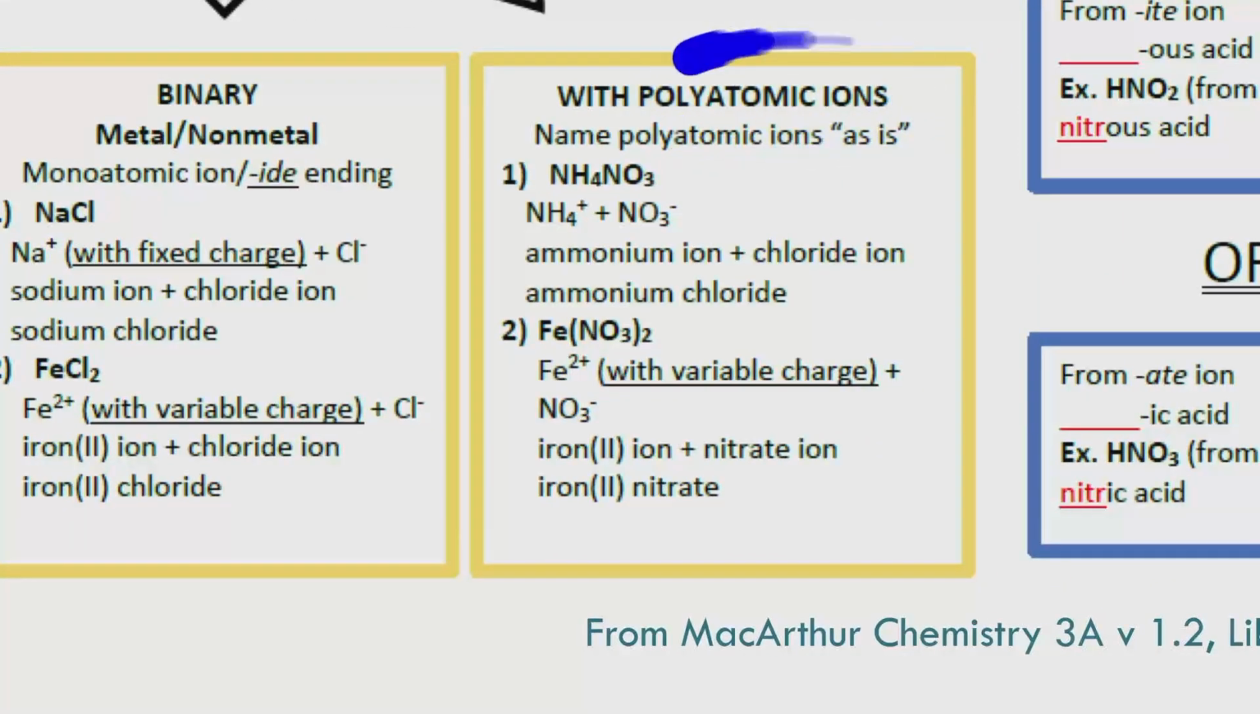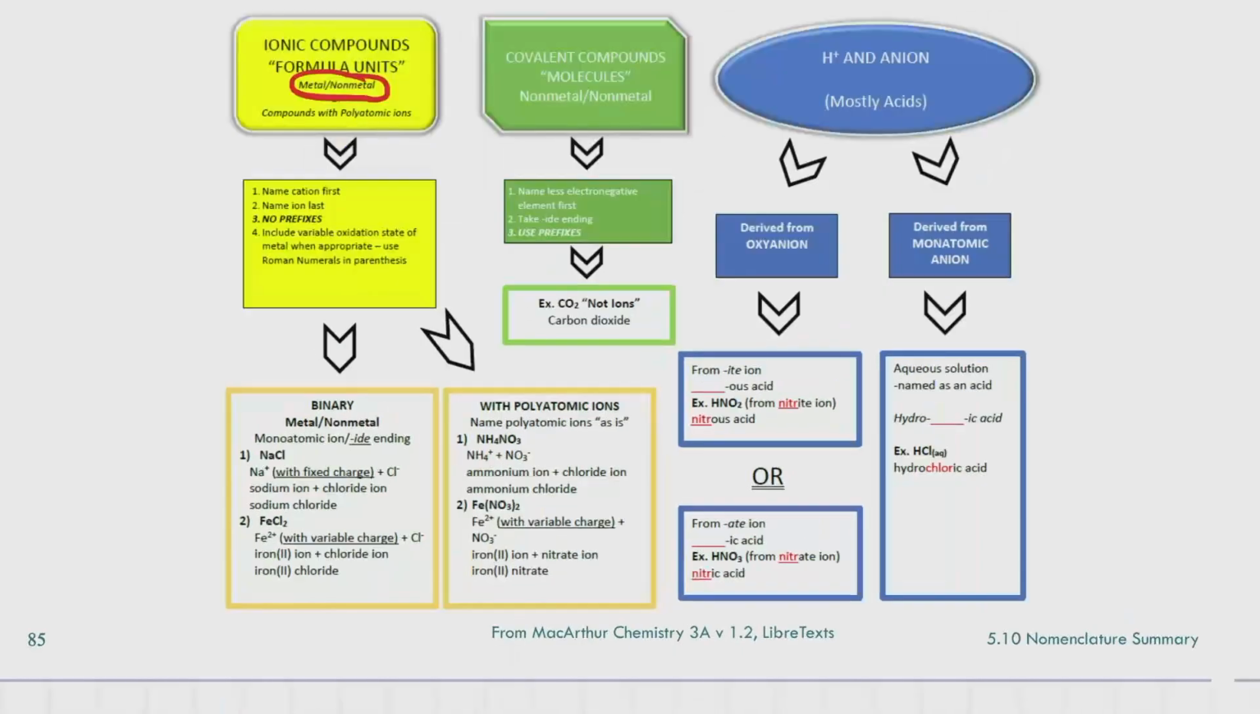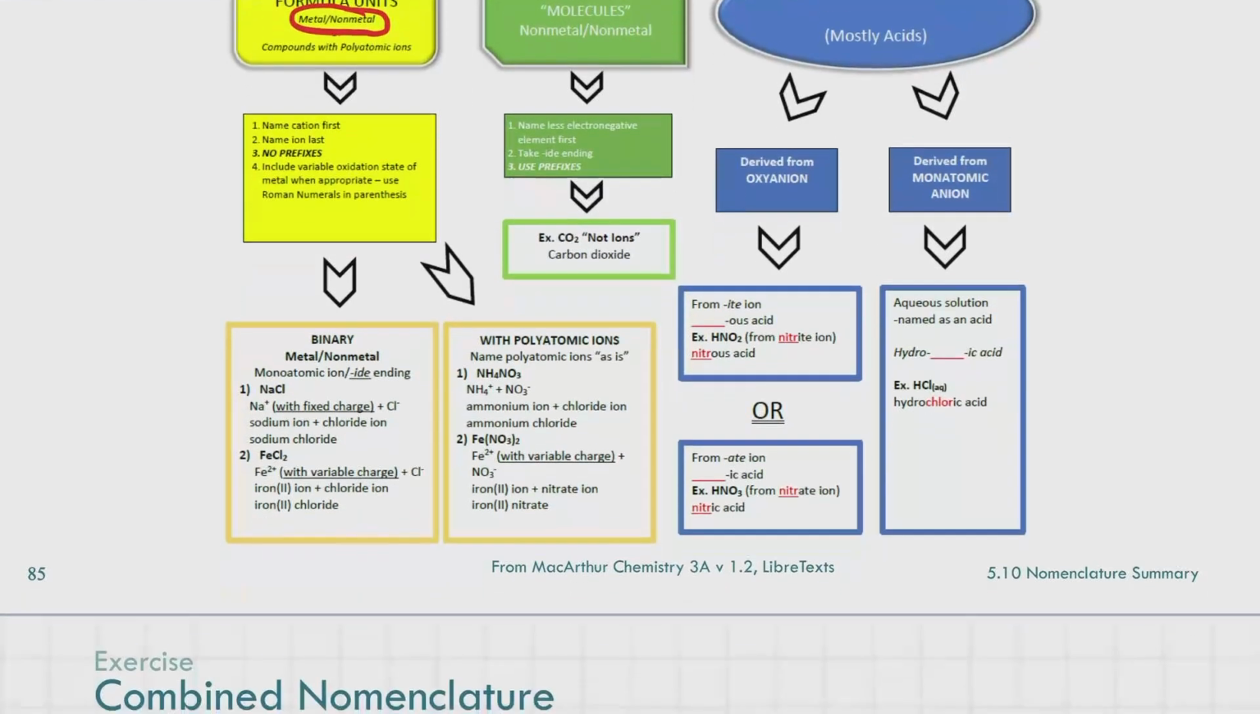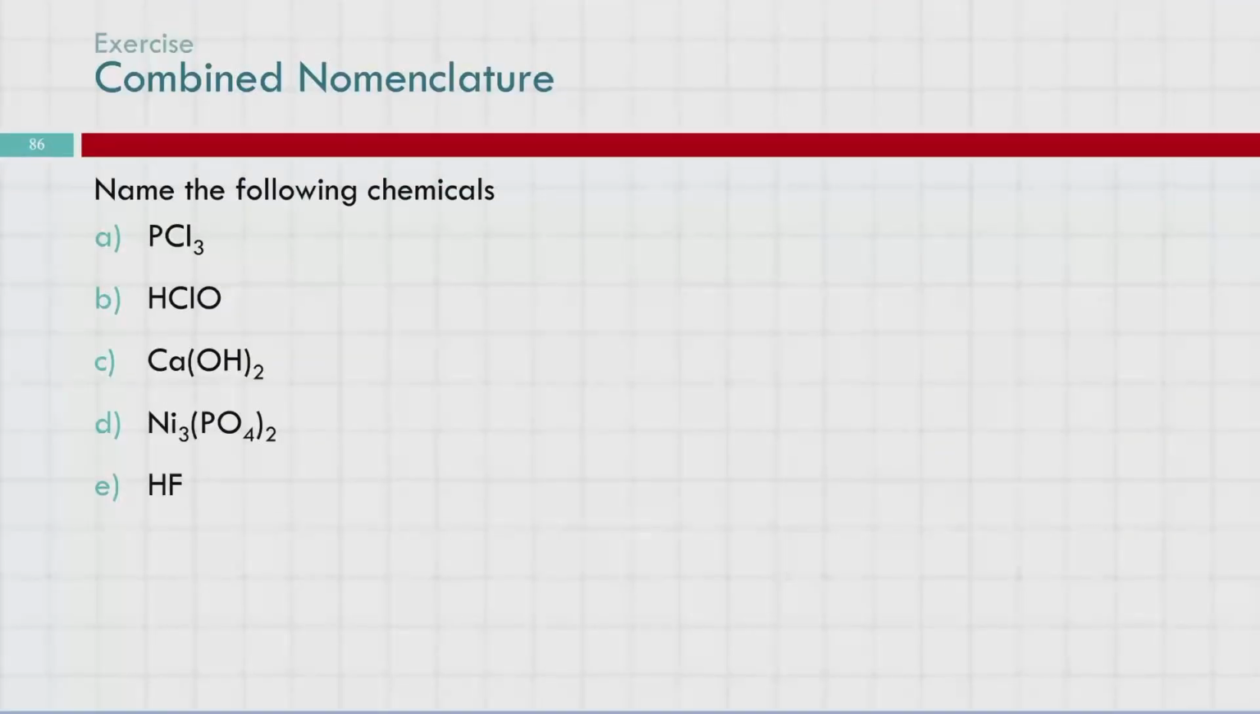With polyatomic ions, we just name the polyatomic ion as is, and the other rules apply from our metal, non-metal thing that we were talking about before. We've talked about all of this earlier today. This might be helpful for you. There are other flowcharts and diagrams out there on the internet that can also help you navigate nomenclature. And then we've got a little combined nomenclature exercise. Let's work through them together because I still want to have time to talk about hydrates.